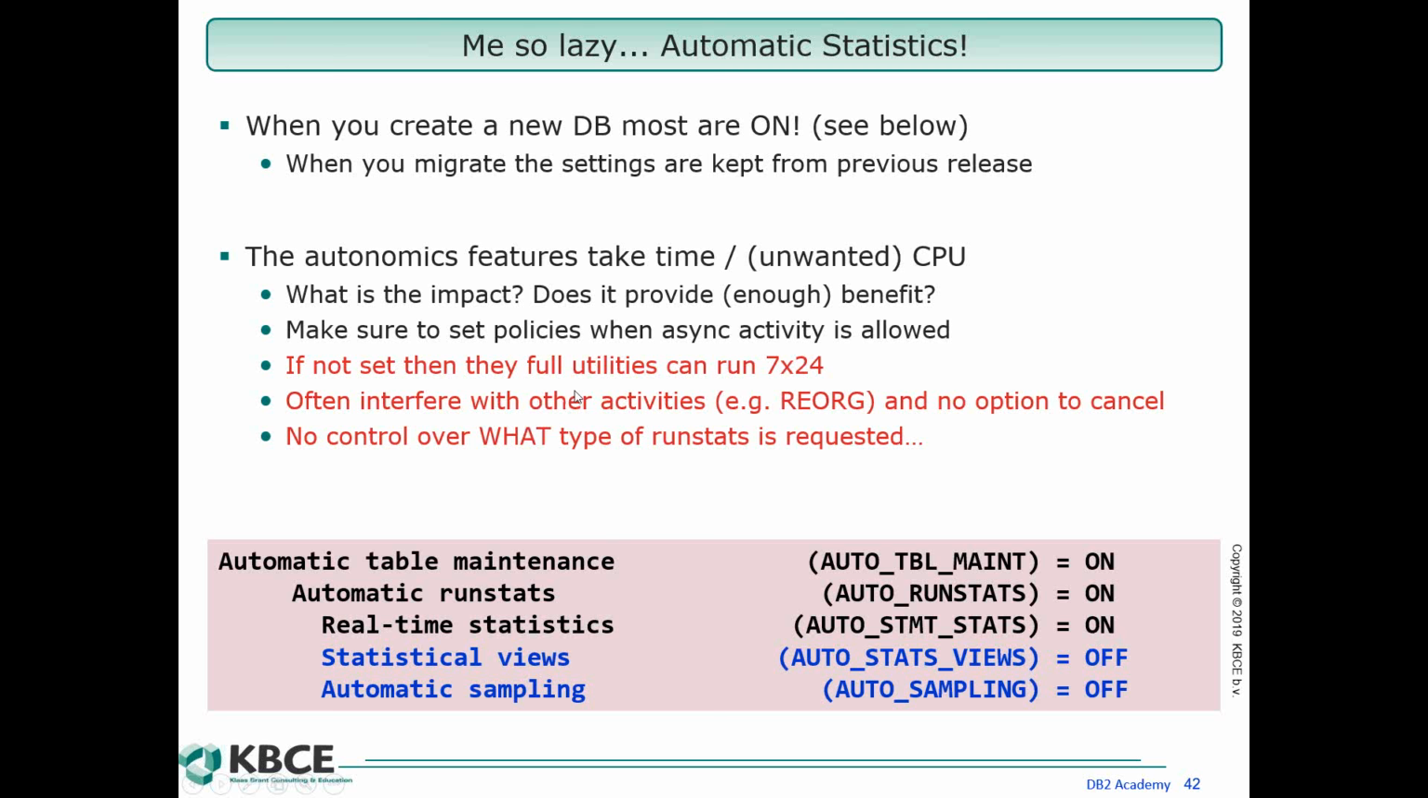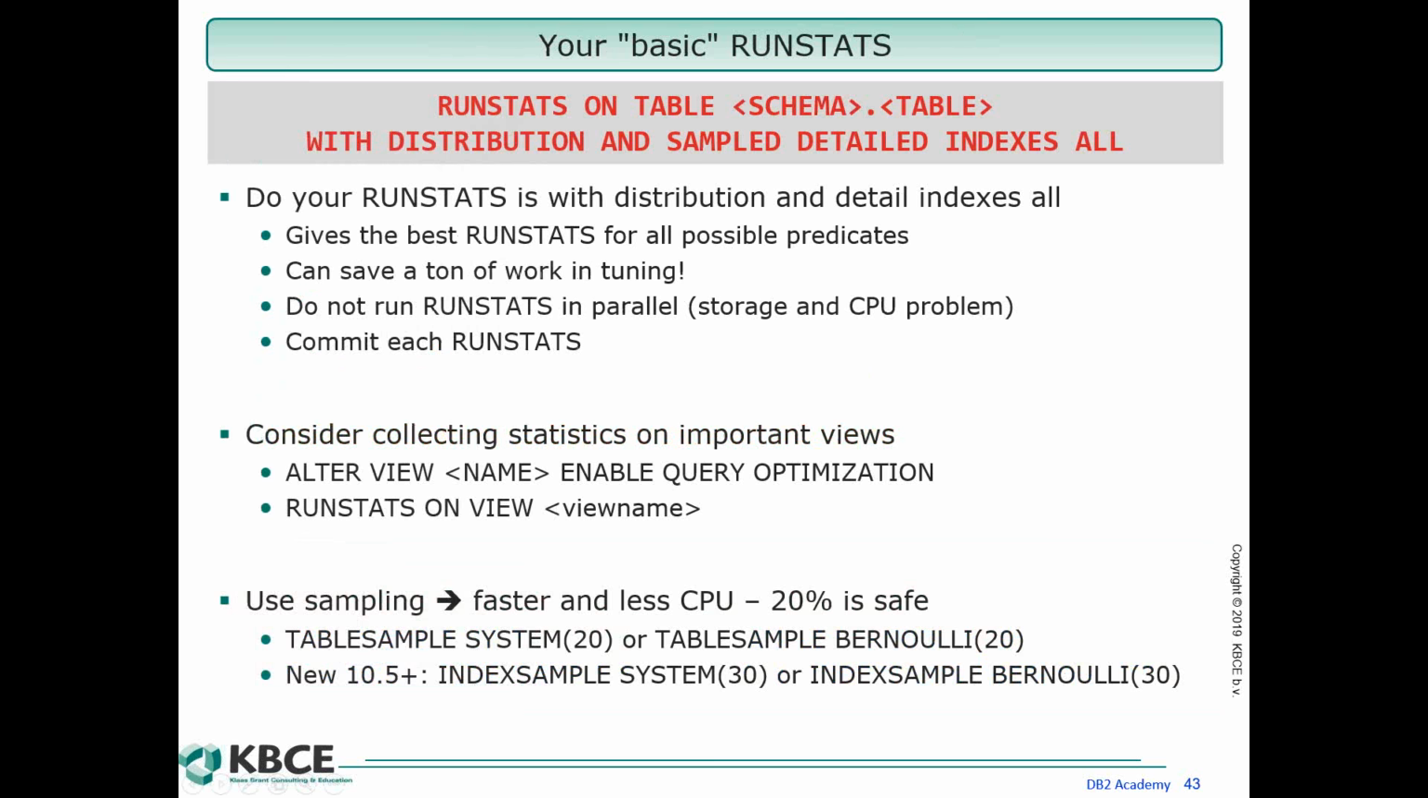Real-time statistics are a bit weird on what they do. So runstats is something you do yourself, right? So you run stats on a table with distribution and sample detailed indexes all. I know it's a heavy one, it's a heavy banger. And to make sure that we're not producing too much CPU, we make sure that we're doing sampling. So you can say sampling of 20% is safe. You just have to pick your type of sampling.